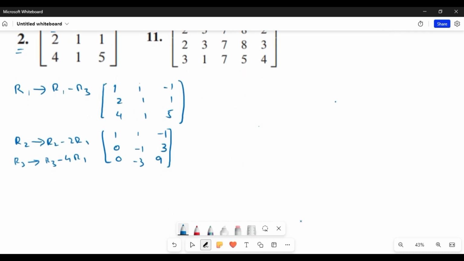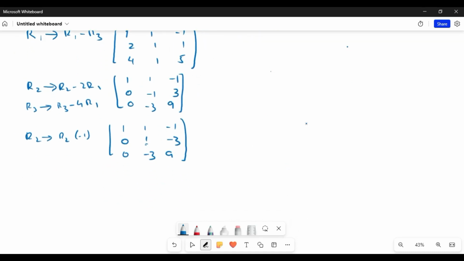We want to convert this negative 1 into positive. So R2 will be R2 multiplied by -1. No change in the first row: 1 1 -1. Second row will be 0 1 -3. Third row will be 0 -3 9. You see, we want to convert the elements above and below. This is the leading element of the second row, so the elements above and below it should be converted into 0.